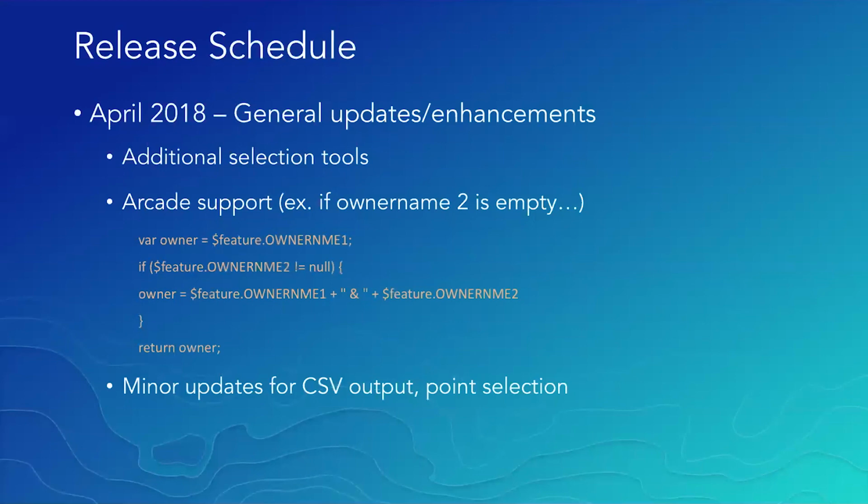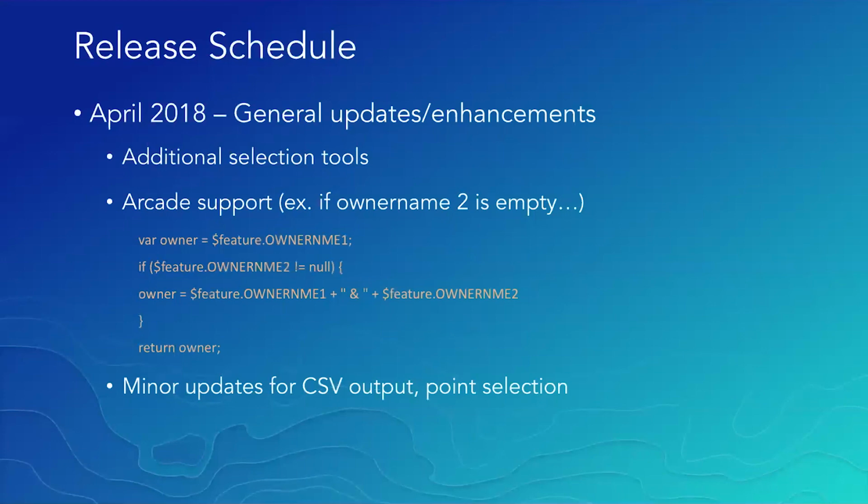The second thing is Arcade support. I don't know if anybody's worked with Arcade expressions or attribute expressions within the web map pop-up. We're actually now going to support that. So if you want to do something like you're seeing here, for instance, you might have two owner names, owner name 1 and owner name 2. And if owner name 2 is empty, then don't even bother showing it on the mailing label. So here you're seeing just an Arcade expression that does that. If the owner name is null or empty, then don't show it on the mailing label. And you can also concatenate and things like that. So you can have owner 1 and owner 2 with the ampersand between them, that kind of thing.